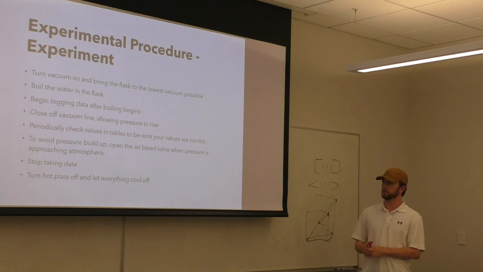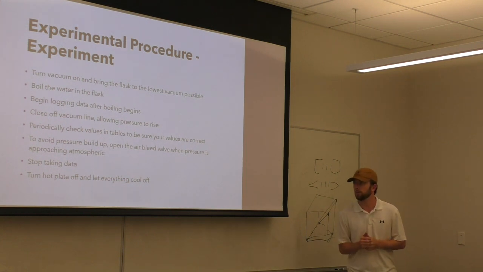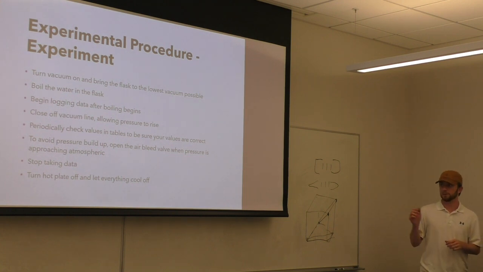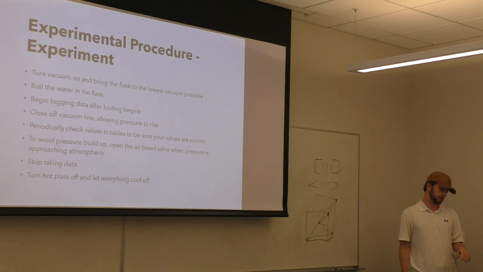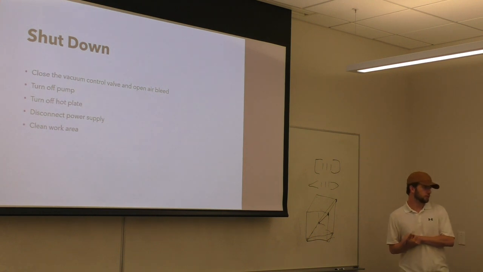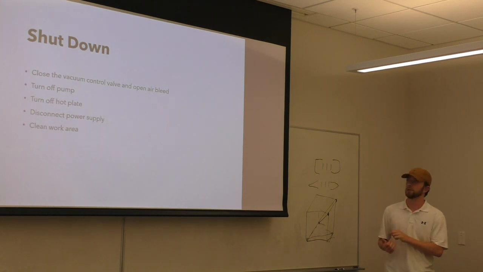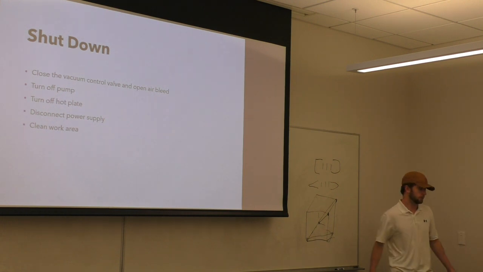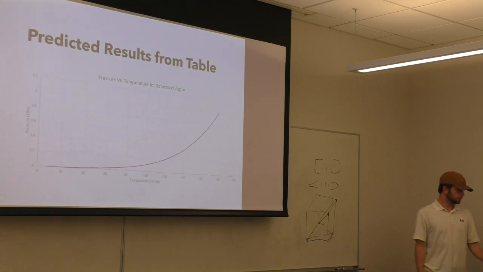To be safe, you need to avoid pressure buildup and open the air bleed valve when the pressure is approaching atmospheric, and then stop taking data, turn the hot plate off, and let everything cool off. Shut down: close the vacuum control valve and open the air bleed, turn off the pump, turn off the plate, and disconnect the power supplies, and then make sure everything's clean.